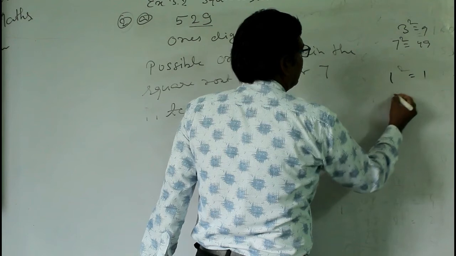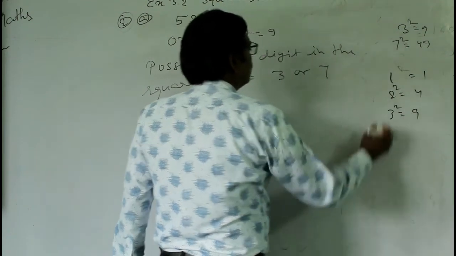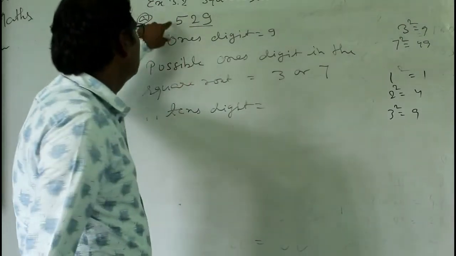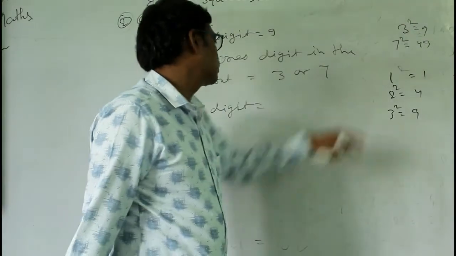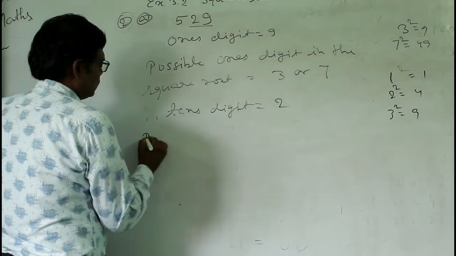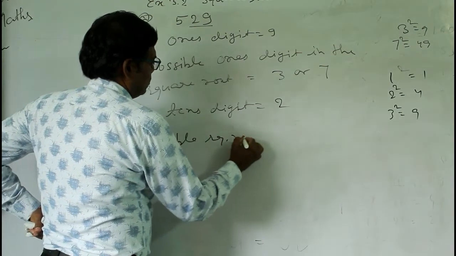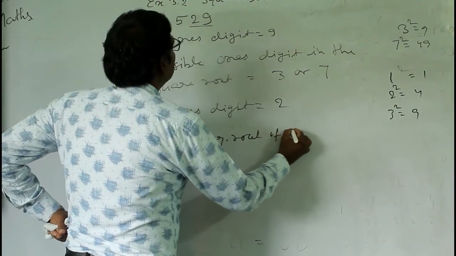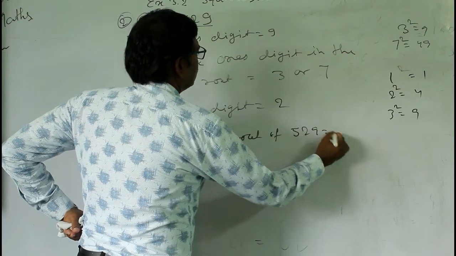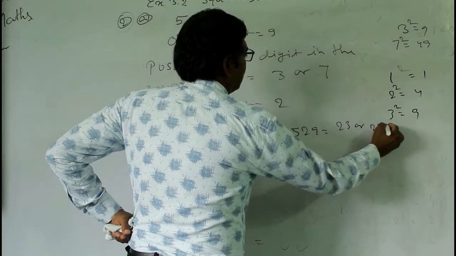1 square equal to 1, 2 square equal to 4, and 3 square equal to 9. So 3 square, 9, is bigger than 5. So we will take 2 square here. So the tens digit will be 2. Then the possible square root of 529 is equal to 23 or 27.